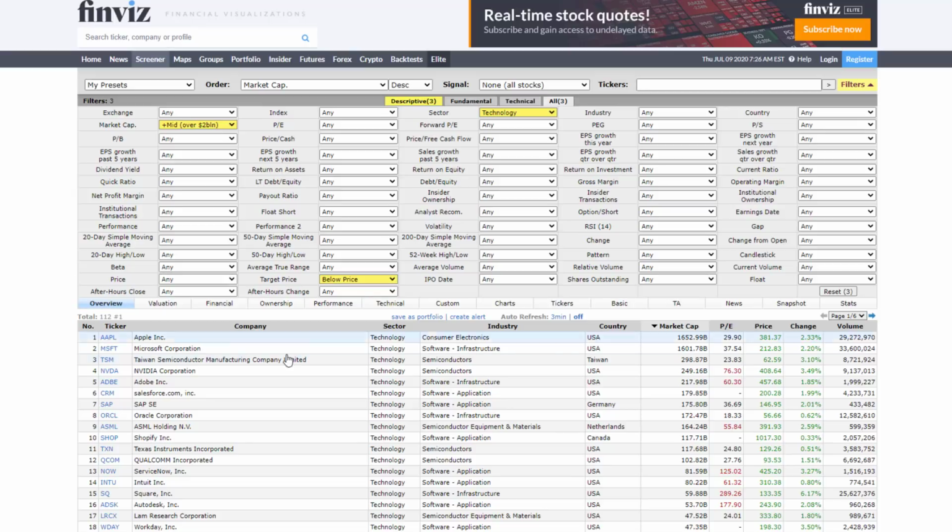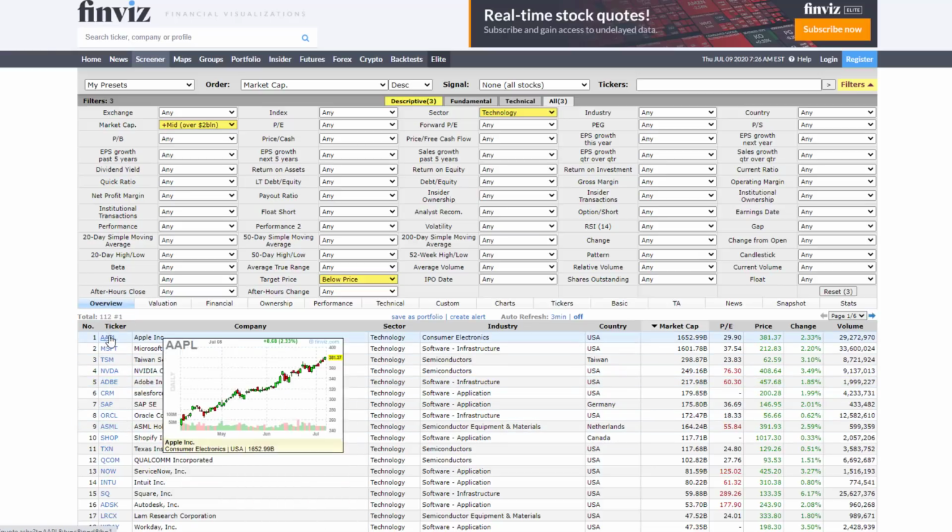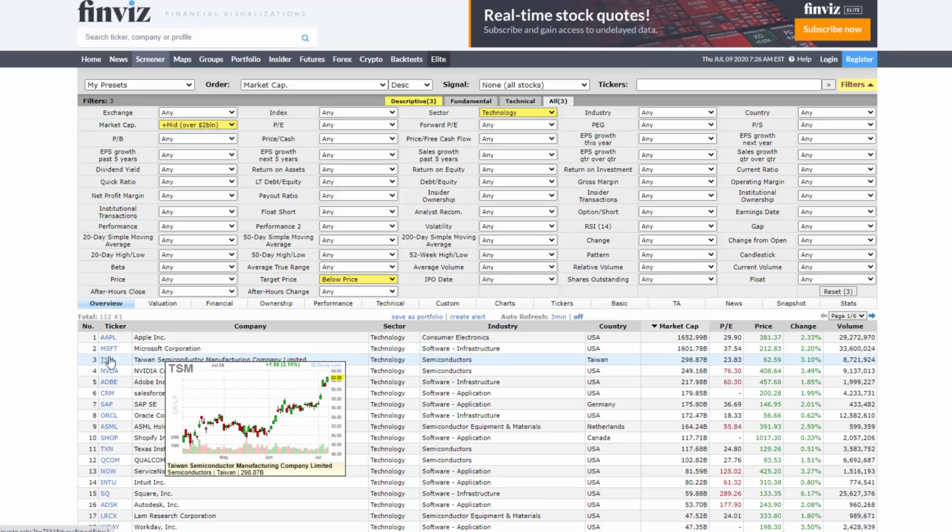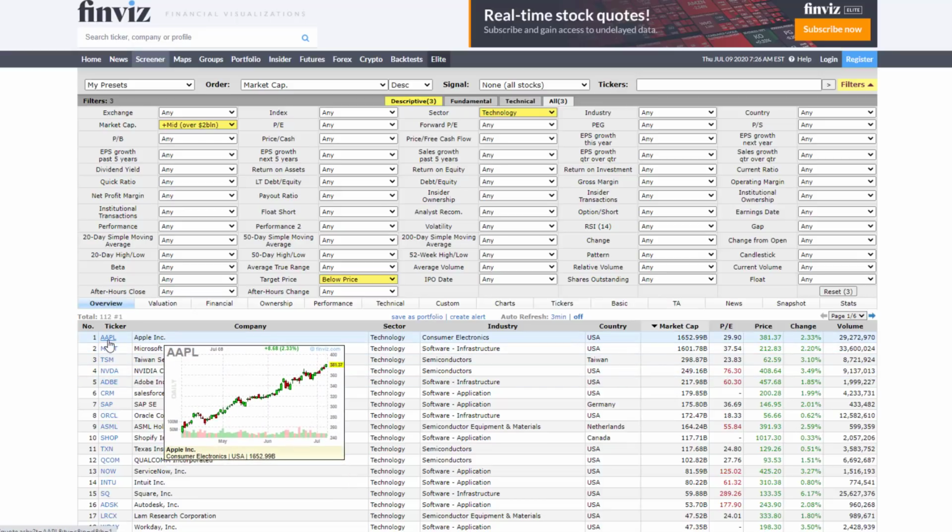So this comes up with all of the large companies, and we've got Apple, Microsoft, Nvidia, a lot of household names still at the top of this list here. And if we scroll over them, you can see all the little charts before you want to click into them. You can just click in and it'll give you all the information.